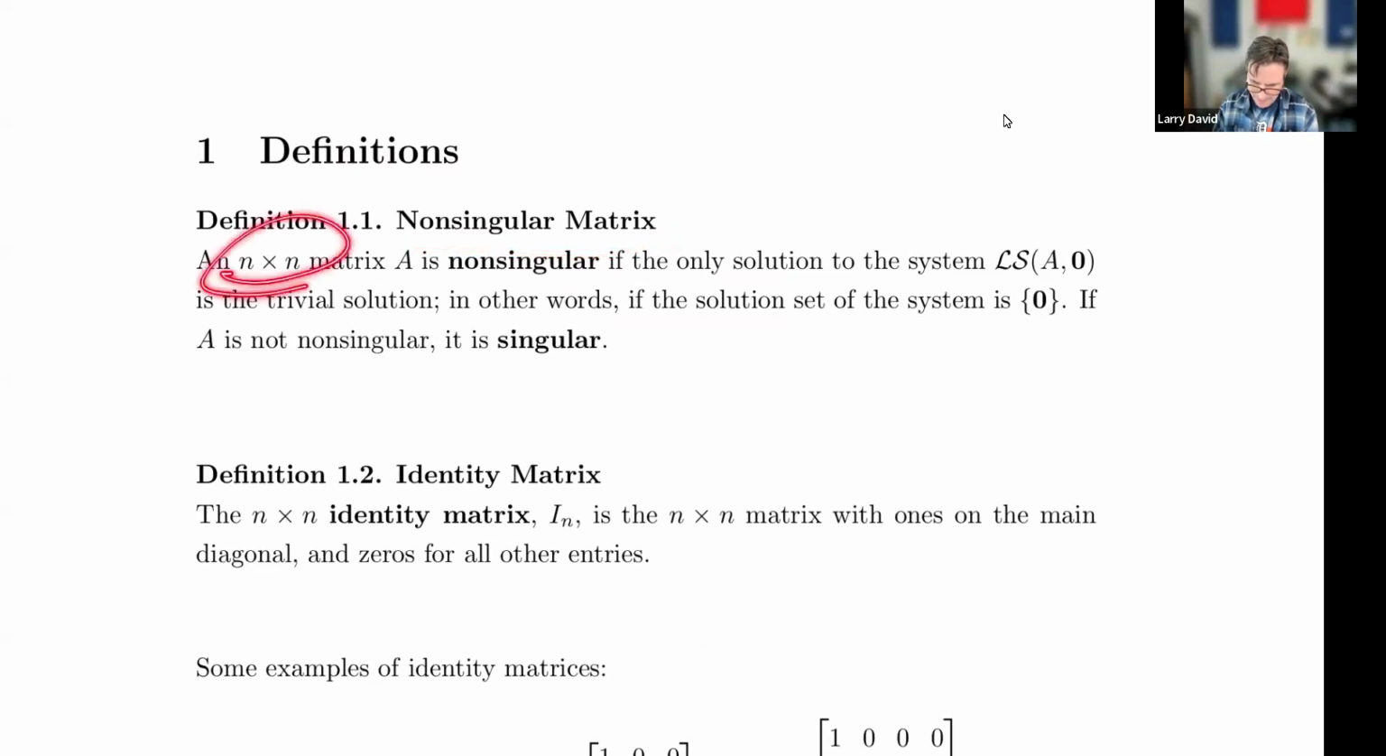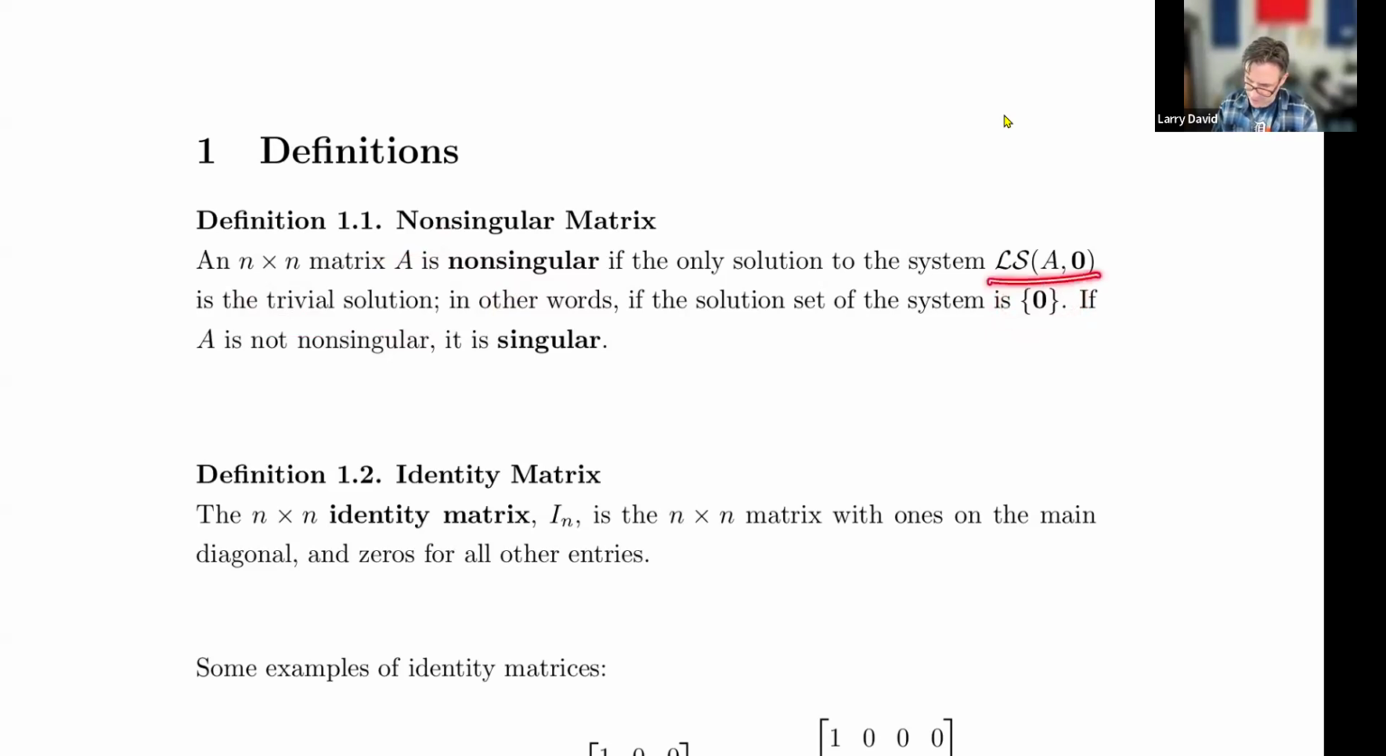We say that an n by n matrix, let's call it A, is non-singular if the only solution to this linear system, where A is the coefficient matrix and 0 is the constant vector, in other words, this homogeneous system, is the trivial solution. Remember that the trivial solution is the set containing the 0 vector.